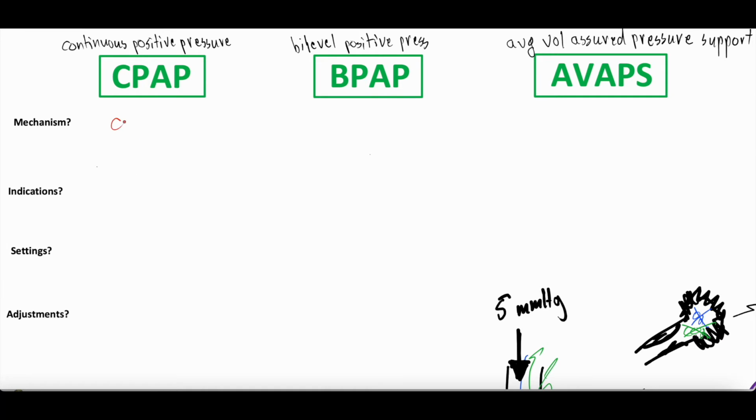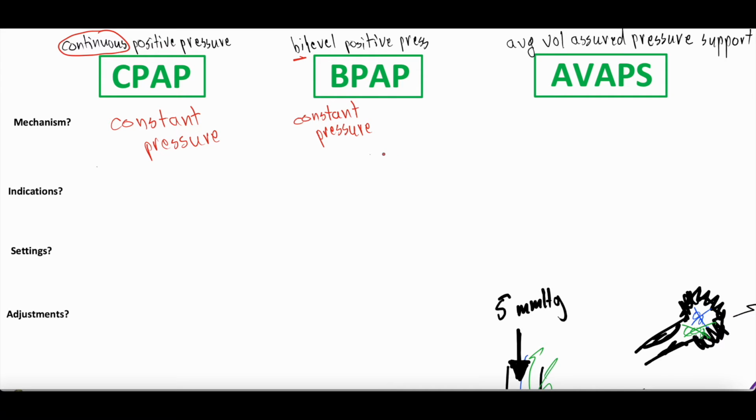So to understand the other, BPAP and AVAPS, I'm going to go kind of across the way and talk about the mechanism of BPAP. So CPAP, continuous positive airway pressure, constant pressure. Doesn't matter if you're breathing in or breathing out, that pressure is always there to stent open those airways. BPAP is bilevel positive pressure. So bilevel implying two different levels of positive pressure. One of these is the constant pressure we talked about in CPAP. So BPAP also has that constant pressure that's always there.